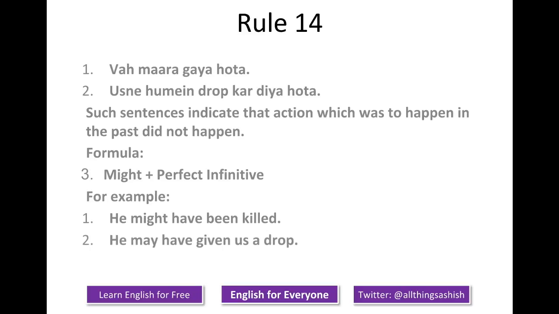And sometimes we need to use a passive form for the sentence. As you can see in the first sentence, वह मारा गया होता, we have not really mentioned the subject. The subject is passively mentioned, so we have used the passive form of the perfect infinitive there by using been with have. So he might have been killed.